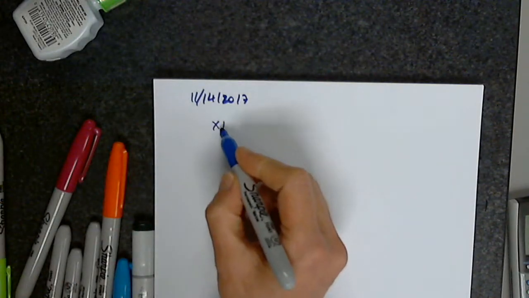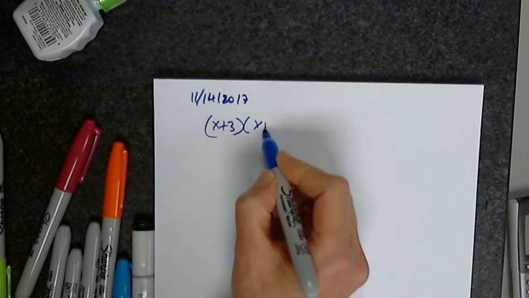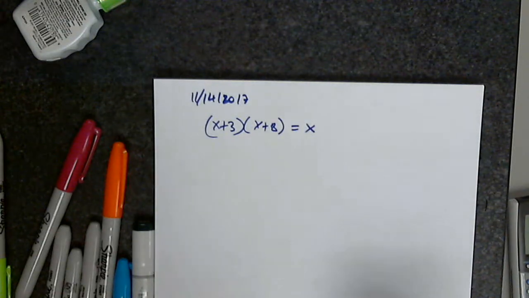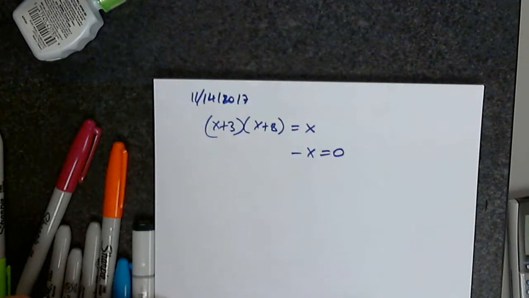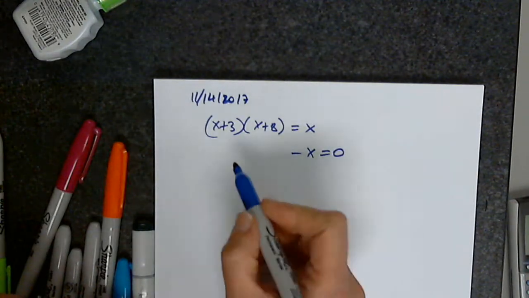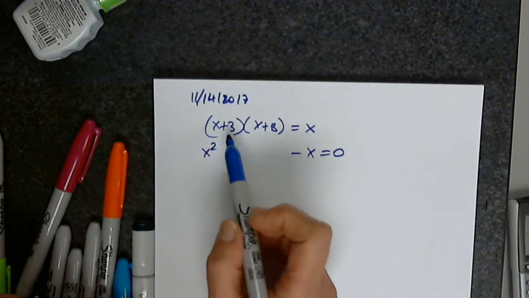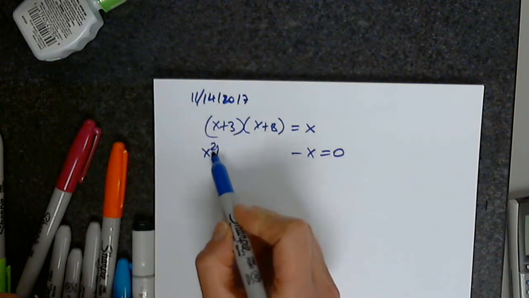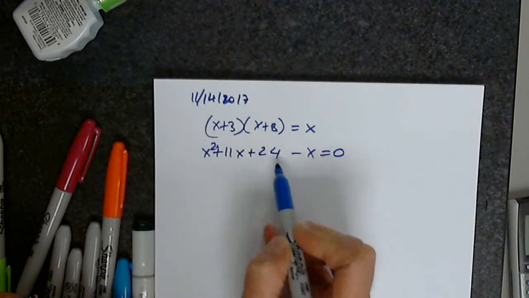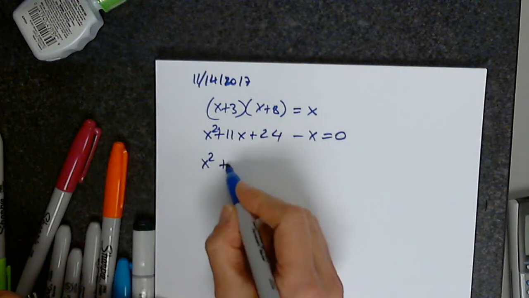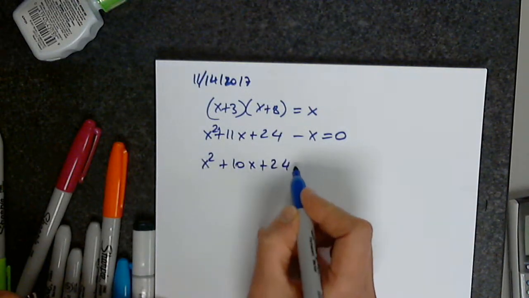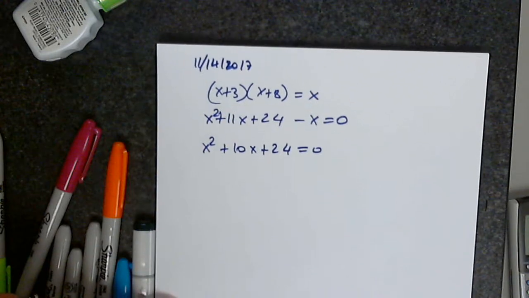So we have (x + 3)(x + 8) = x. We have to have 0 on one side. We have to distribute, which is x squared, plus 8x plus 3x, which is 11x, and plus 24. Then we have x squared plus 10x plus 24 equals 0.